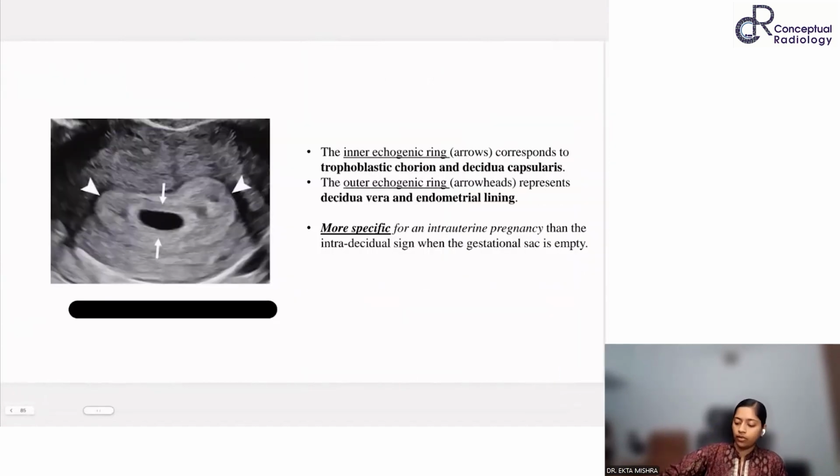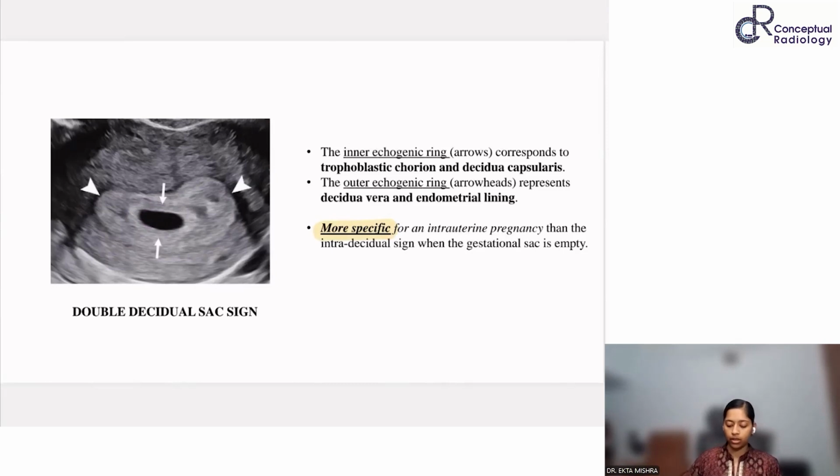And the second one, you rightly pointed out, you have two echogenic rings. One is this, and the second one is outer ring. So inner echogenic ring, this ring is basically the trophoblast, the chorion and the decidua capsularis together. And the outer one is decidua vera along with the endometrial lining. So these two rings will give us a more specific sign than the intradecidual GSAC sign. Okay, so this is known as double decidual sac sign.